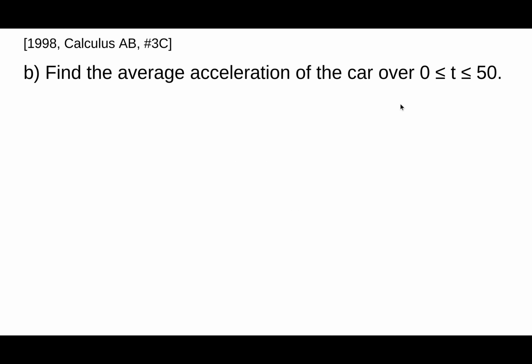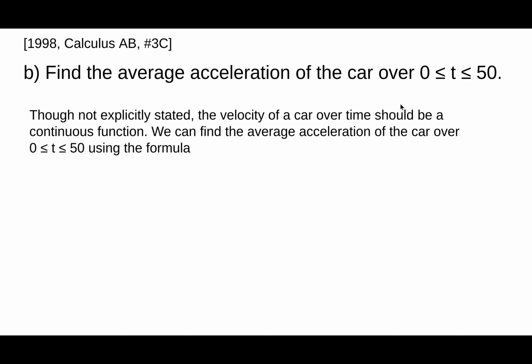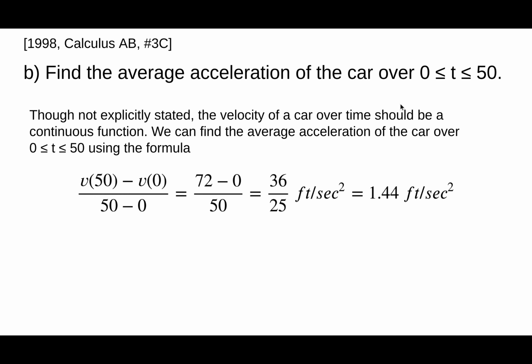In part B, we are asked to find the average acceleration of the car over the interval from 0 to 50. This is just an average rate of change question. So if we go to our table, we can find values for v of 50 and v of 0 to put into the formula for average rate of change. So if we show our work, v of 50 minus v of 0 over 50 minus 0, getting those values from the table: 72 minus 0 over 50, 36 over 25. If we reduce that, that's going to be feet per second per second.